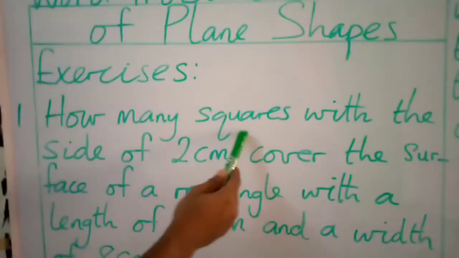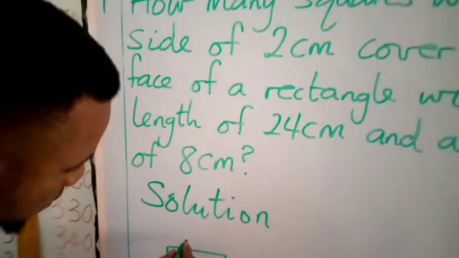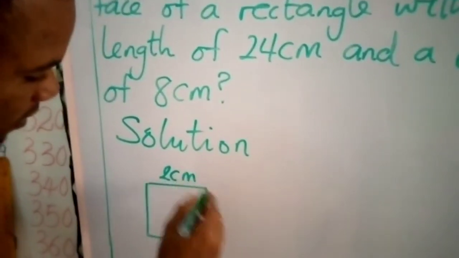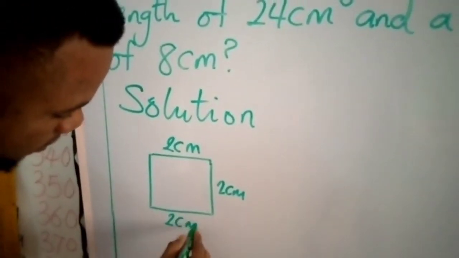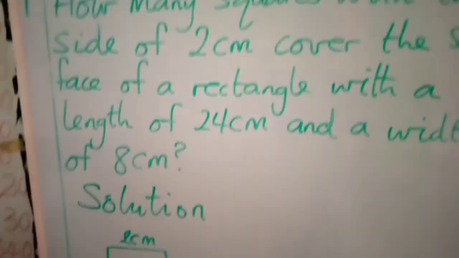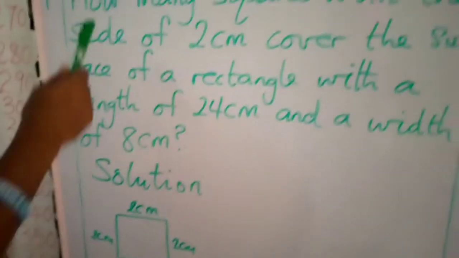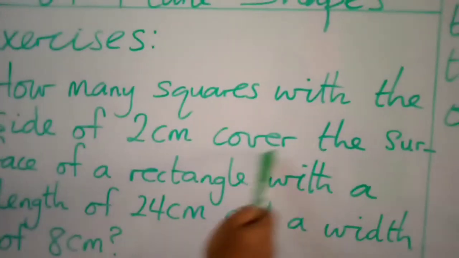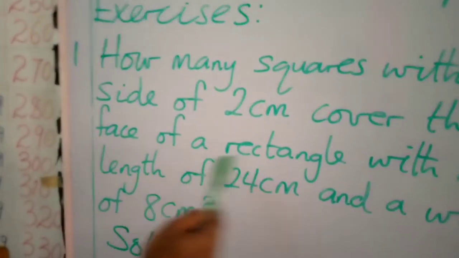Now we have this. How many squares with the size of 2 centimeters? Remember, if this side is 2 centimeters, this side must be 2 centimeters. Likewise here and here. They're all 2 centimeters. Remember, it has 4 equal sides. Cover the surface of a rectangle.